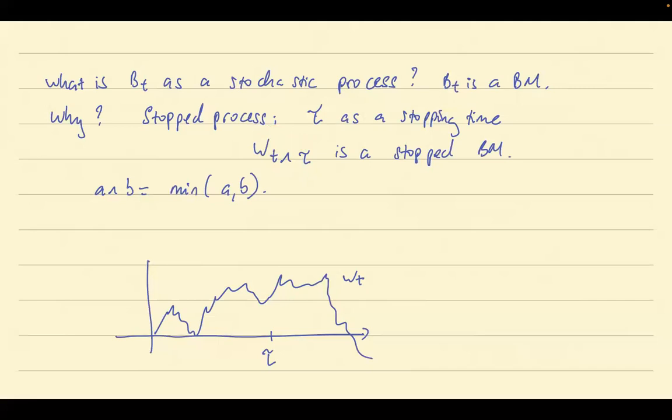So what happens is the stopped process will be like this. Notice it's kind of similar to the other one. So you understand, it stopped at the time tau. Of course it's defined for t bigger than tau, but it's just a straight line because it stopped right at that time. Understand? I bring up this process for some reason, and you'll see.